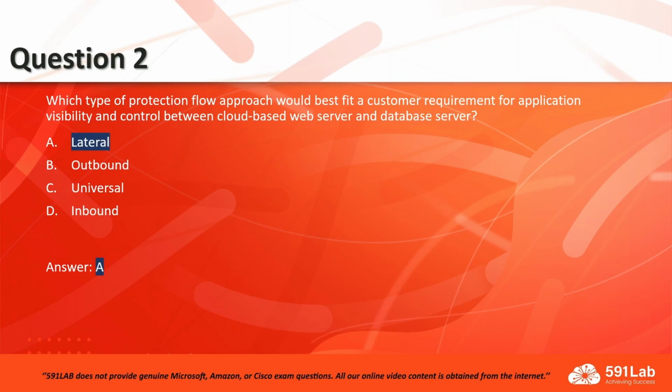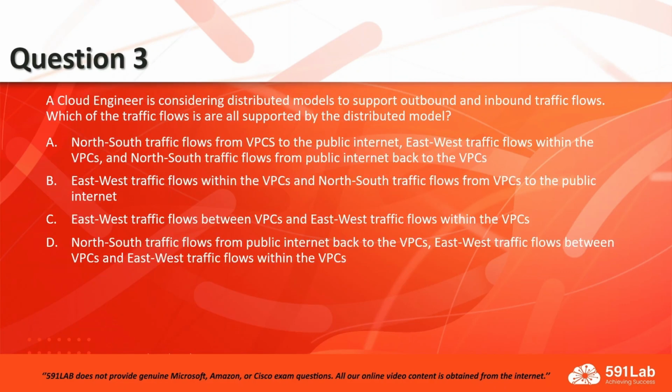Let's go to question number 3. Question number 3 is as follows. A cloud engineer is considering distributed models to support outbound and inbound traffic flows. Which of the traffic flows are all supported by the distributed model? The options are A, north-south traffic flows from VPC to the public internet, east-west traffic flows within the VPC, and north-south traffic flow from public internet back to the VPC.